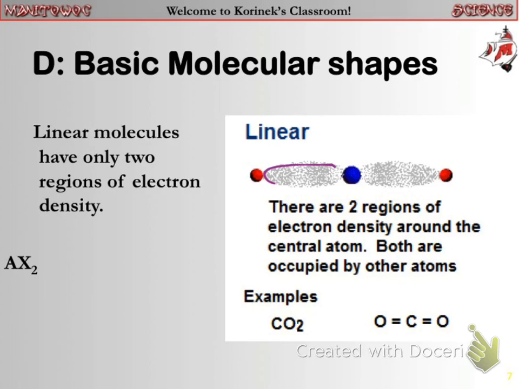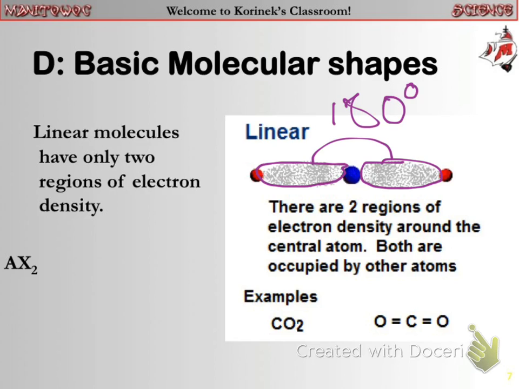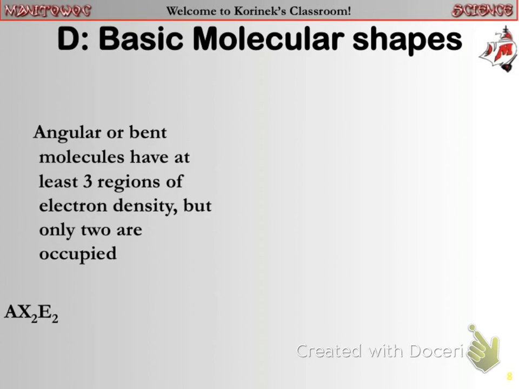So if this electron density for some odd reason was like up here, well, that wouldn't be good because now this angle is only, what, 90 degrees. And they're not as far away from each other as possible. So instead, the angles go opposite of one another. So now that angle is what, like 180 degrees. And then that's as far apart as they can be. So that's linear. The second one, angular or bent molecules have at least 3 regions of electron density, but only 2 are occupied.